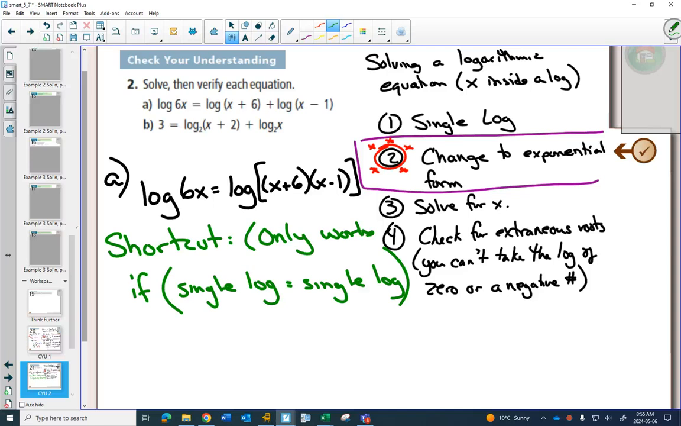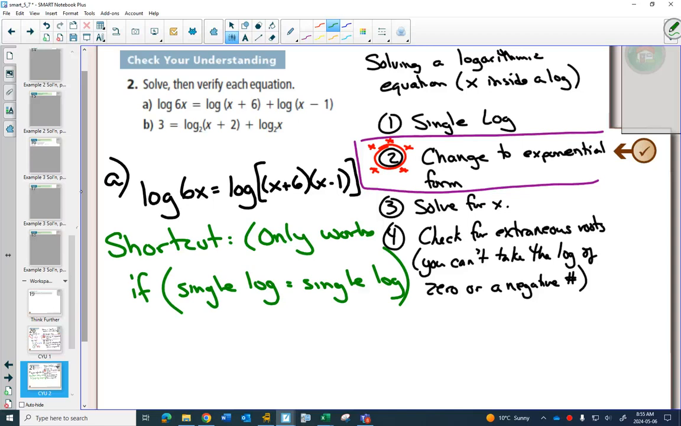That's not to say that you still couldn't use all the steps. If you wanted to use all the steps, you'd have to get a single logarithm. We still have two logarithms. You'd have to subtract this to the other side, get all your logarithms on one side, and then put it together, and you could solve it that way. I will do that for this question afterwards to show you how you could use the steps.